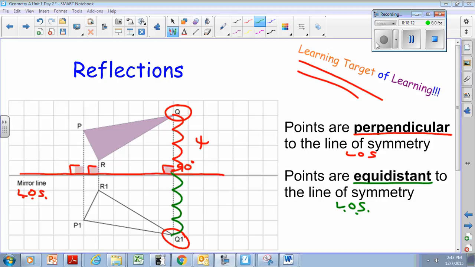I'm going to do it again with P. In order for P to be equidistant, and therefore be a reflection, if you're 1, 2, 3 from the top, you have to pass up that line of symmetry. 1, 2, 3. 3 for you, 3 for me, 4 for you, 4 for me.